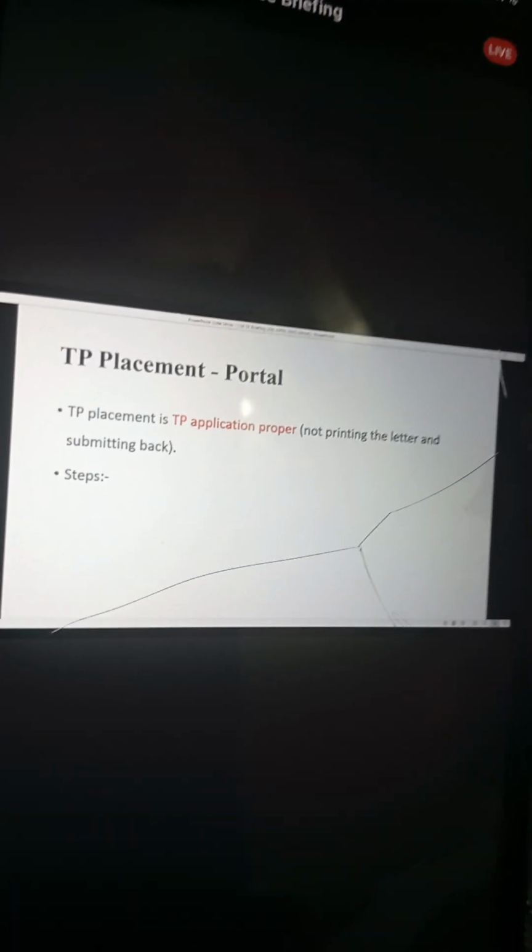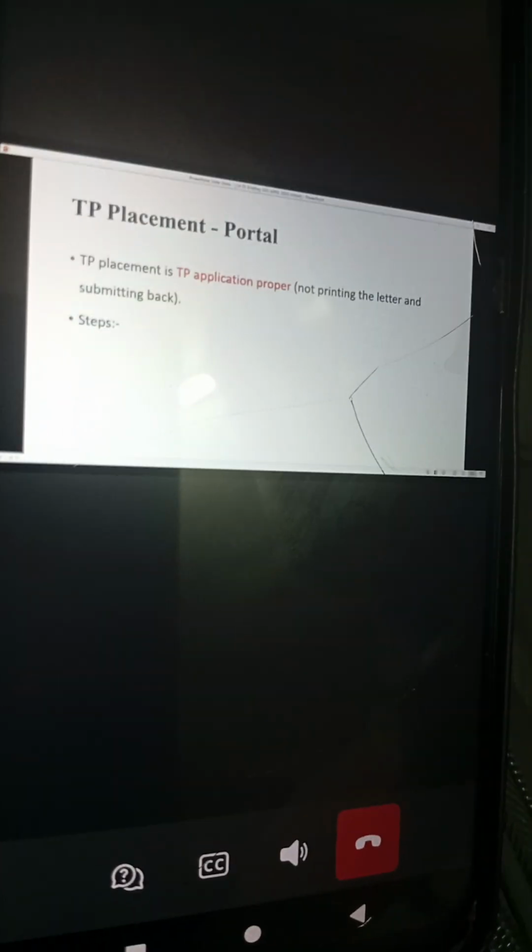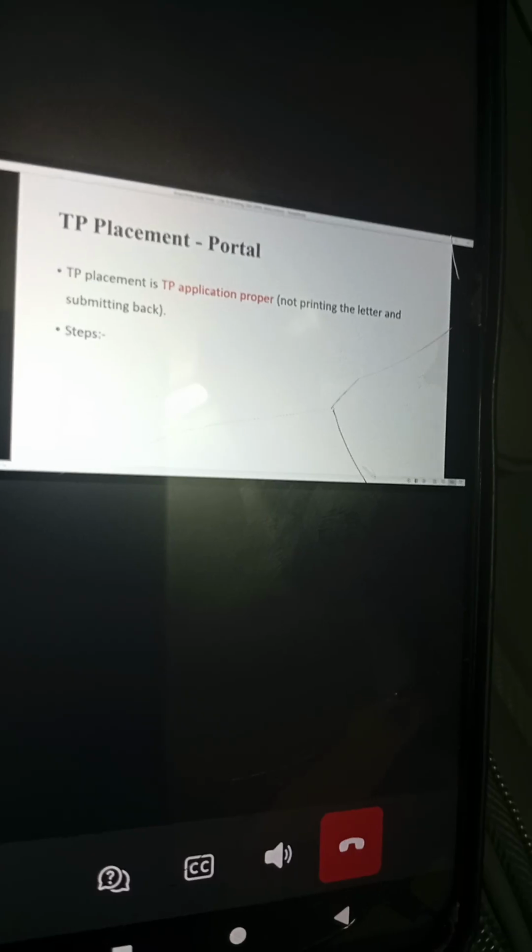Placement. Placement is TP application proper. Here there is nothing to be printed. It's now apply. Now I want to, you are registering for the TP unit actually. That's the right way of putting it.